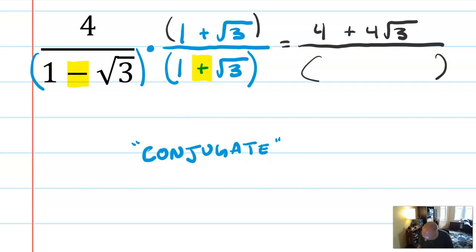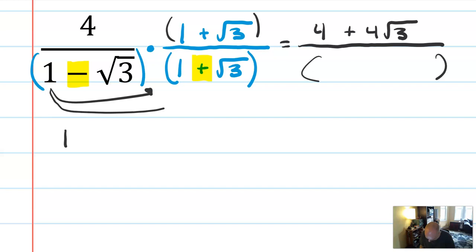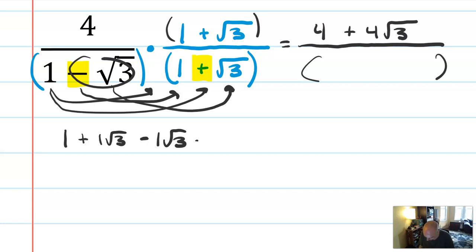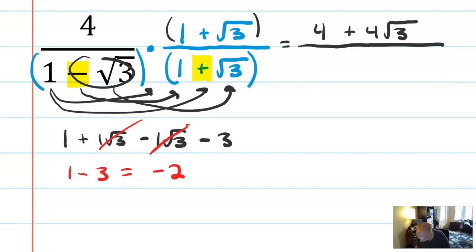Let's do the bottom. Now I'm going to reserve this space for my answer, and I'll do some scratch work down here. So I get 1 times 1, I get 1. I get 1 plus root 3, I get 1 plus 1 root 3. I'm going to do this minus 1 times root 3, so I get minus 1 root 3. And then I do minus root 3, remember that this negative is attached to the root 3, times root 3, and I get minus 3. Well, guess what? These middle pieces have canceled out, and the root is gone, and all this is 1 minus 3, which is negative 2. So the entire denominator has become negative 2. That's beautiful. Look how easy that was.